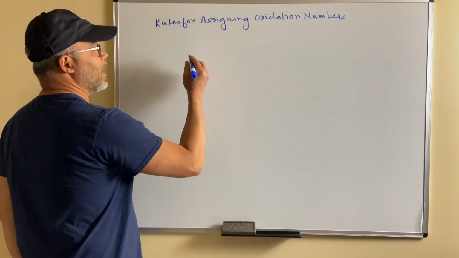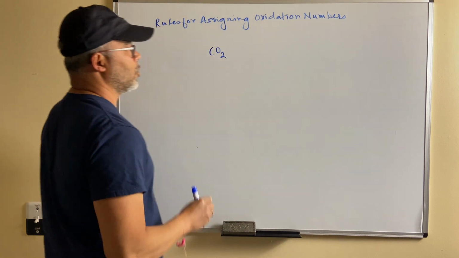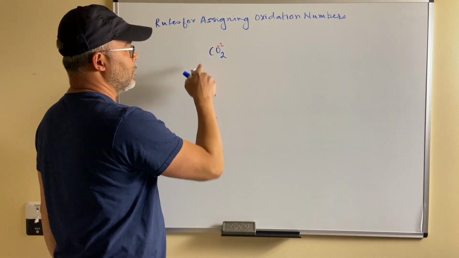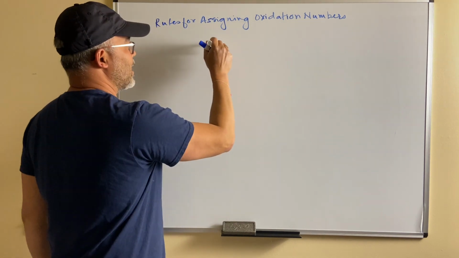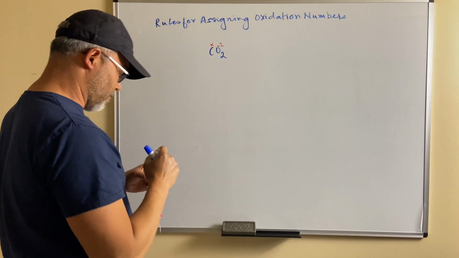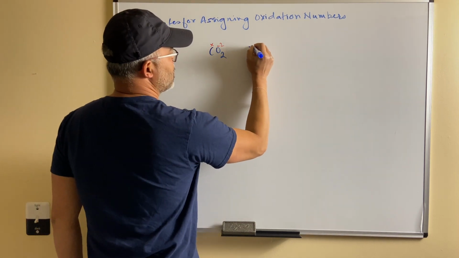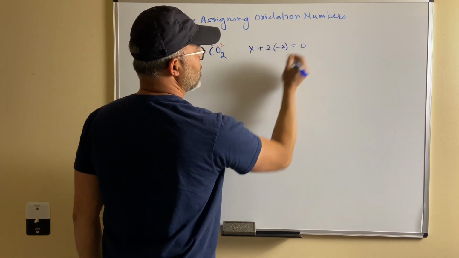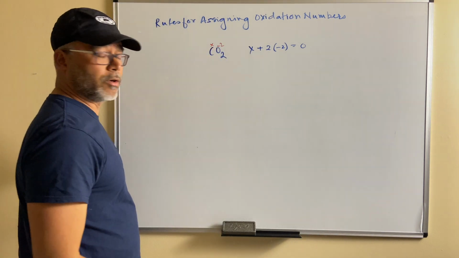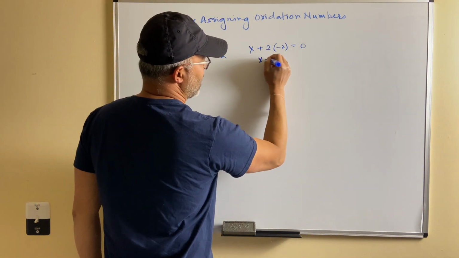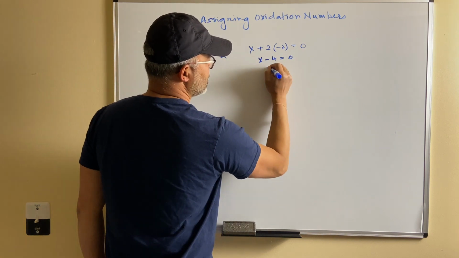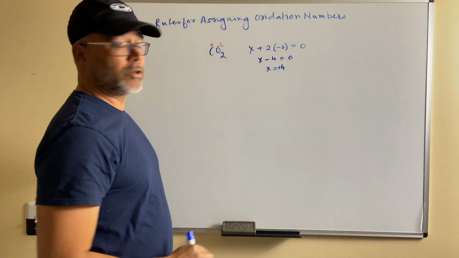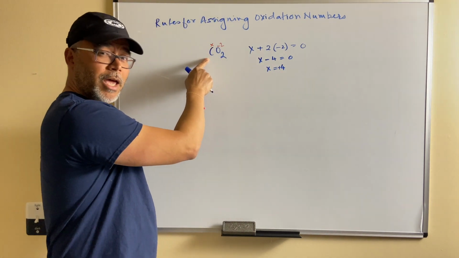So take a look at carbon dioxide. So we know that oxygen is going to be -2 from the table, but we don't know carbon, okay? So we're going to call that X, and then we're going to set up an equation in X and solve for X. So I'm going to write that out here. So X plus, there are 2 oxygens, so 2 times -2 is equal to 0, because the total charge on carbon dioxide is 0. So X minus 4 is equal to 0, or X is equal to 4. To be precise, that's +4, right? So the oxidation number of carbon in carbon dioxide is +4.